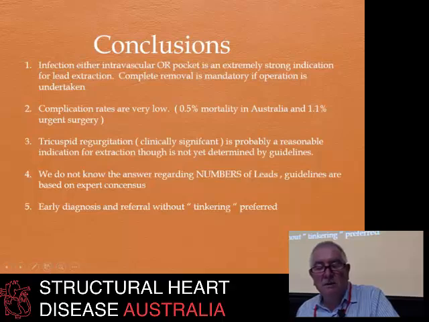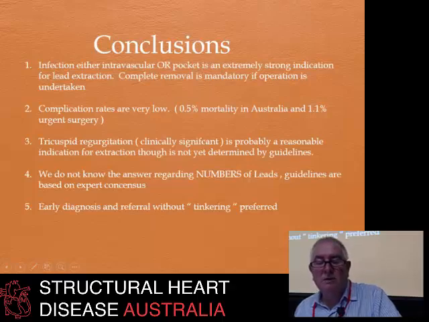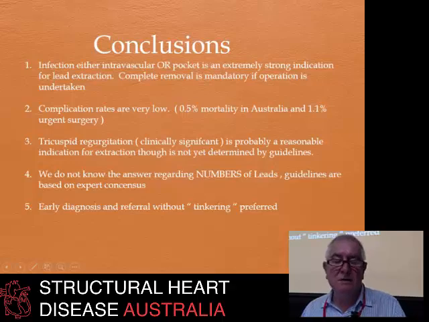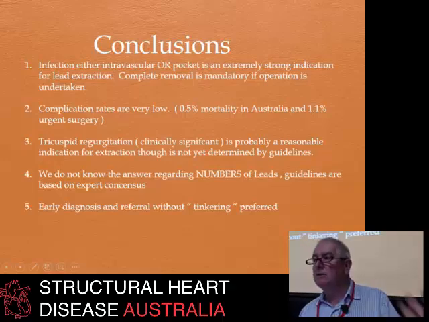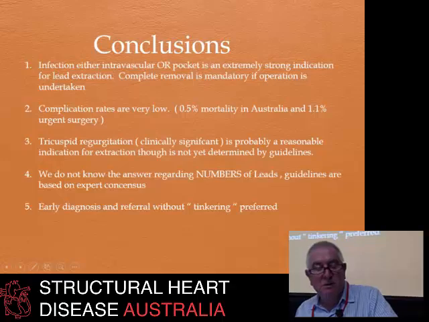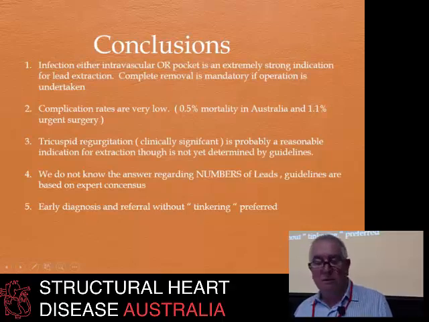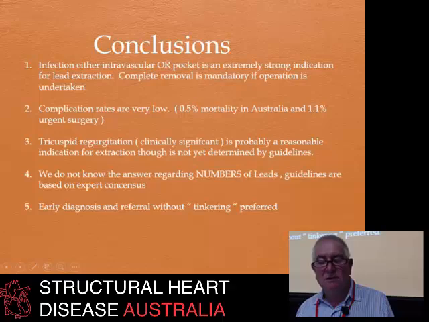Tricuspid regurgitation, that is clinically significant, is probably a reasonable indication for extraction, though it's not yet been determined by the guidelines. And I think if you think the lead is causing regurgitation, it's probably reasonable to look at taking it out percutaneously before going on and doing anything more invasive in terms of valve repair or replacement, as Richard had discussed earlier on today. And we don't know the number of leads that mandate removal. There's no evidence to support yay or nay there.